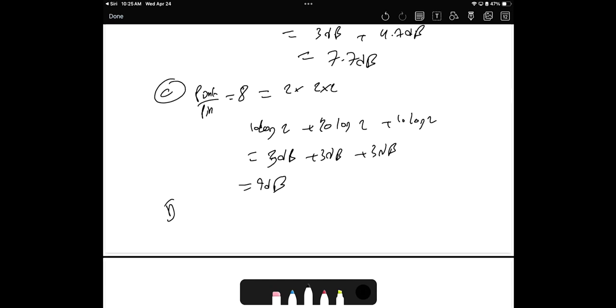Okay, part D, if P out over Pn equals 9, this is actually 3 by 3. Then it is 3 by 3, this means 4.7 dB, because the log of 10 by 3 is 4.7 dB, plus 4.7 dB, so the answer will be 9.4. And so on. Okay?